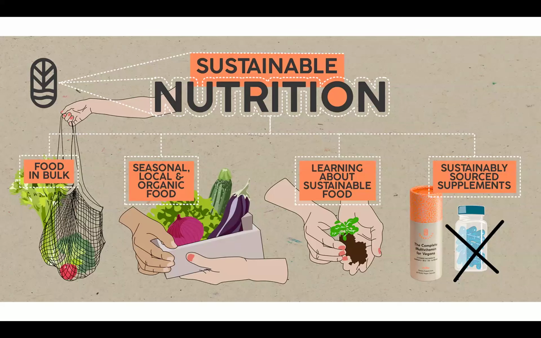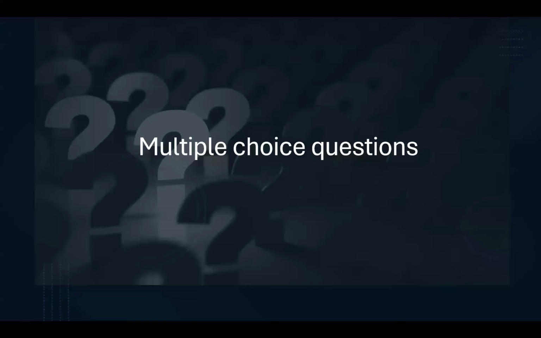So, as you can see, sustainable nutrition is when the food is in bulk, seasonal, local, and organic food, learning about sustainable food and sustainably sourced supplements. So these are the basic concepts which were part of the today's lecture. Now we will go to the multiple choice question of today's lecture.